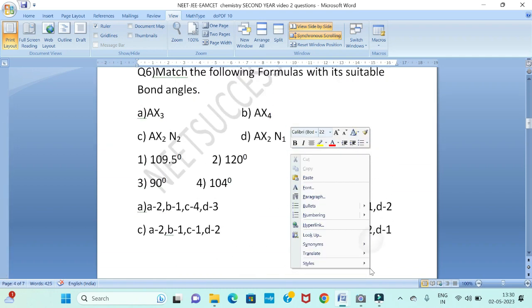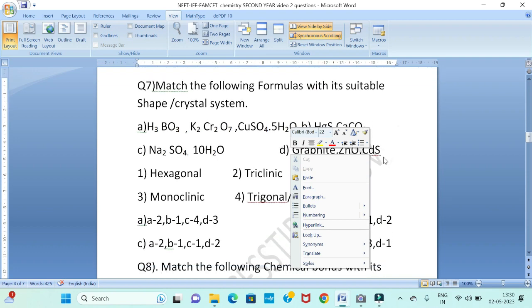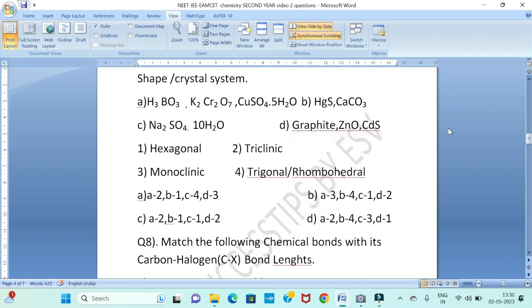Next, match the following formulas with their suitable shapes or crystal systems. Earlier I asked the question on bond angles. In this question I am asking shapes or crystal systems. Just now I explained the shapes or crystal systems also.